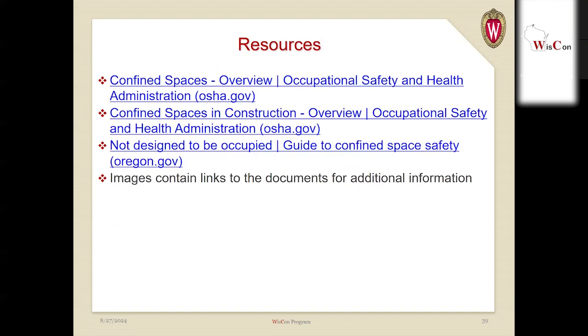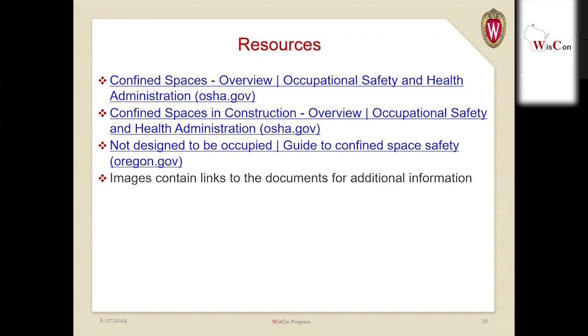Some resources that are out there, you can always go to OSHA's website. They have a lot of different information about confined spaces for general industry as well as confined spaces for construction. There's also a small entity compliance guide when it comes to confined spaces that can be used. There are also other resources from other states that are state plans for OSHA. For example, Oregon has a lot of resources. Again, this is really to highlight an overall awareness.